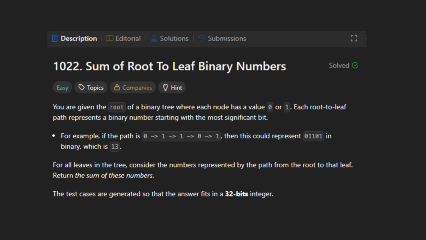Okay, let's understand the problem calmly. We're given a binary tree. Each node contains either 0 or 1. Now, every path from the root to a leaf forms a binary number. And our job is simple. Take each of those binary numbers, convert them into decimal, add all of them, and return the total sum. That's it. So let's imagine a small tree.